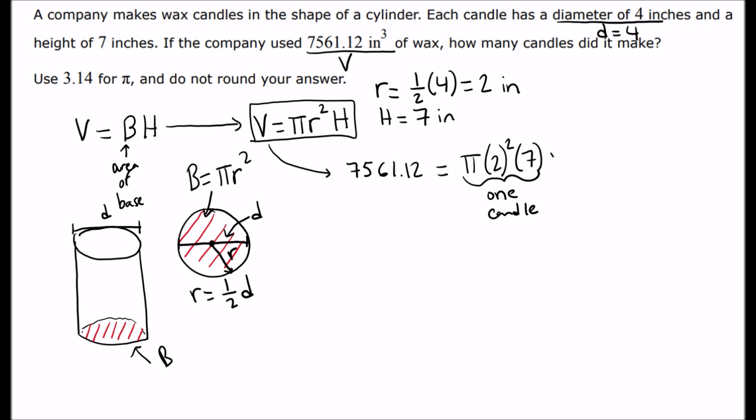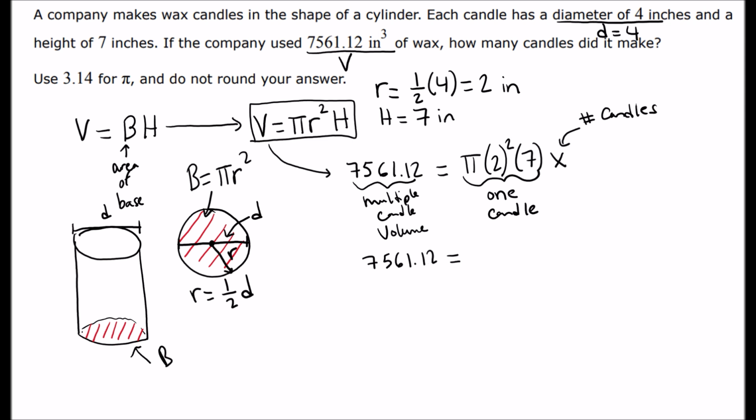And so we need to multiply this by x so we can get the total volume depending on how many candles we use, right? So this is going to be the number of candles. And then this is the volume for multiple candles. Multiple candle volume. All right, so then we're going to just divide by the one candle to get how many candles we have.